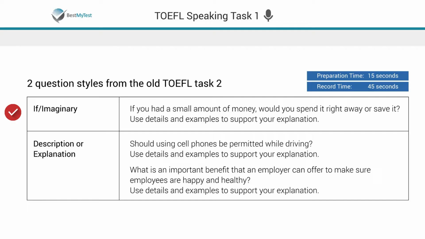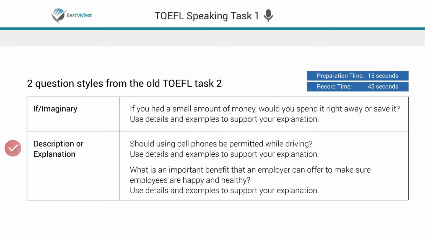So if imaginary gives you a hypothetical situation and it wants you to explain what you would do or what you would choose. So you might read something like this. If you had a small amount of money, would you spend it right away or save it? Use details and examples to support your explanation.